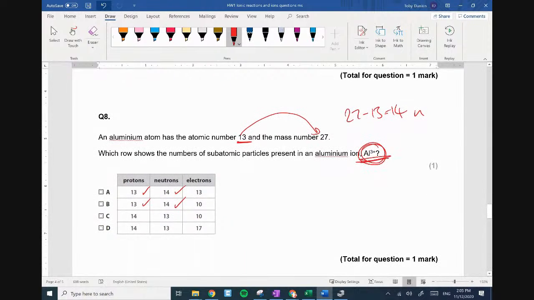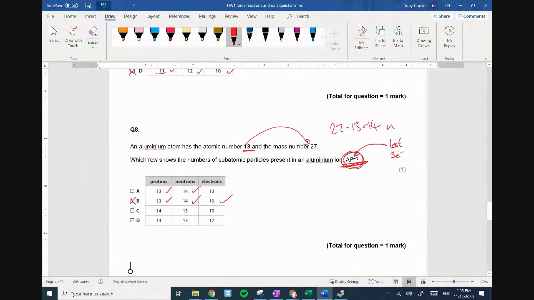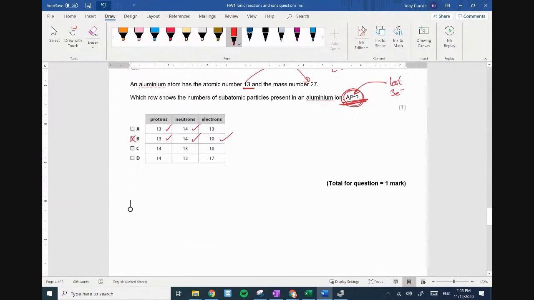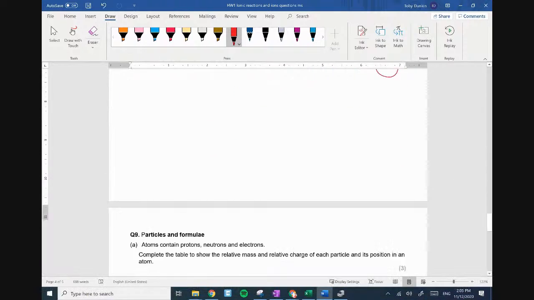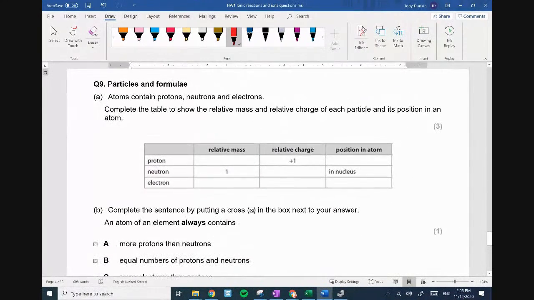But now it's a +3 ion. Yeah, +3 ion. It's lost 3 electrons, so it's only going to have 10 of them. So the answer was B. Bit more tricky than the other one. 1 mark. Next, complete the table for relative masses.